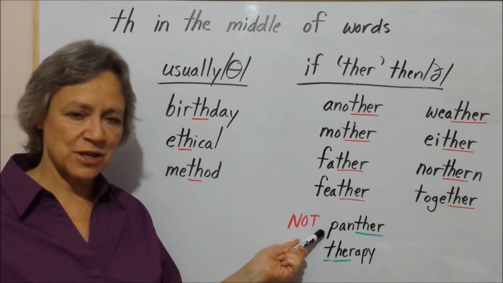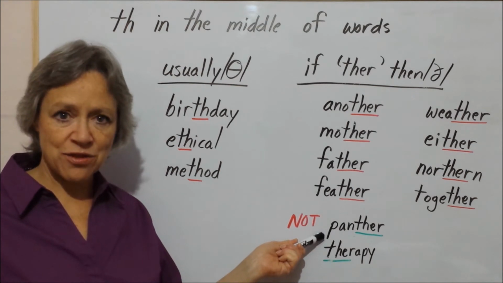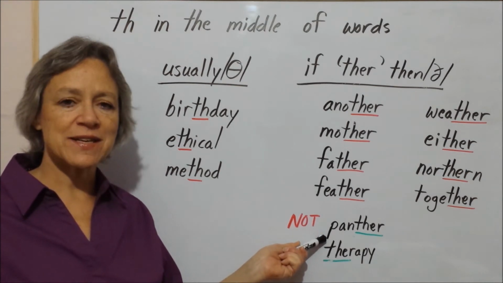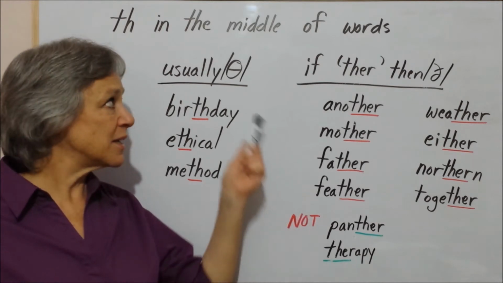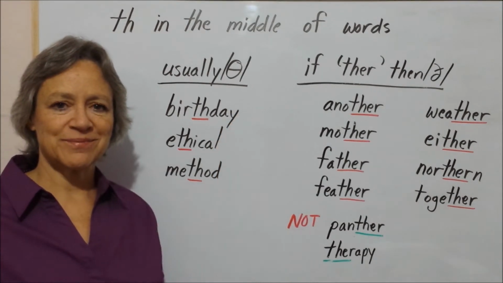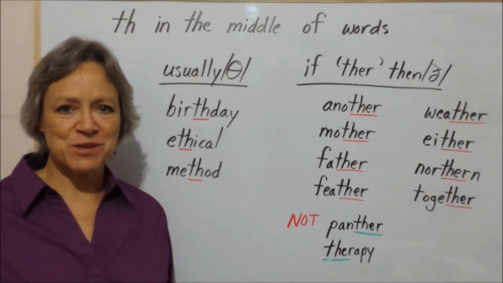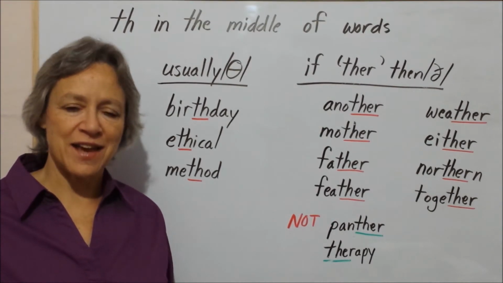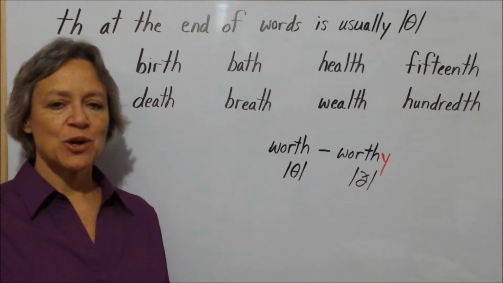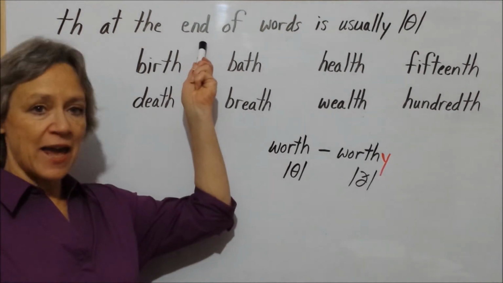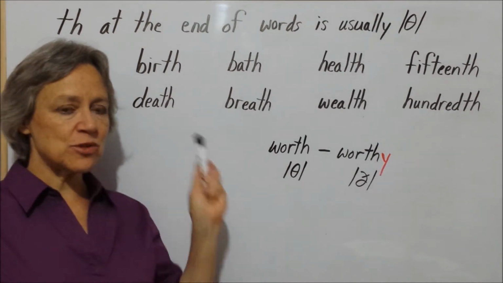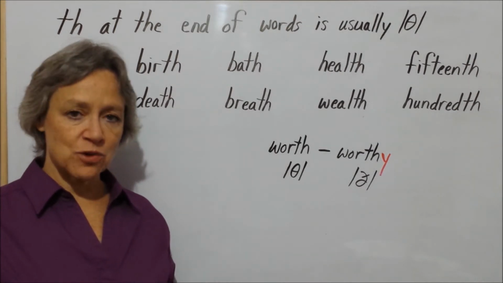Here is one exception. This is the word panther. In this word, the TH is the voiceless TH. Let's move on and look at some words where TH occurs at the end of the word. When TH occurs at the end of a word, it is almost always pronounced with the voiceless sound.